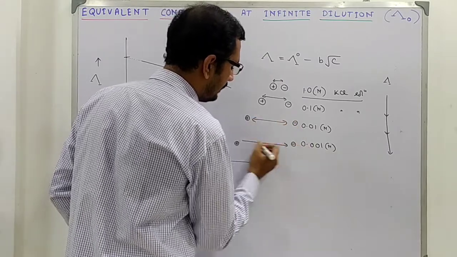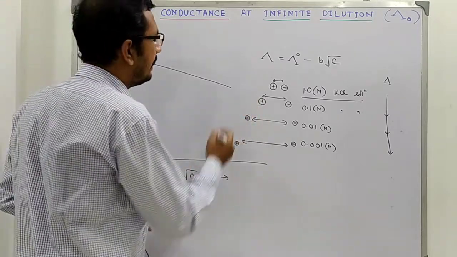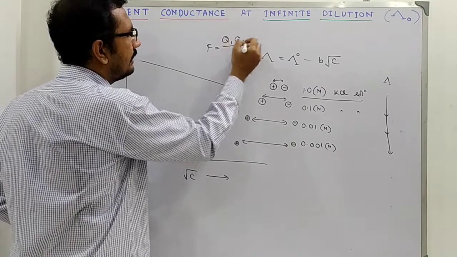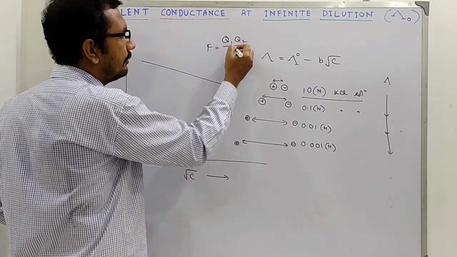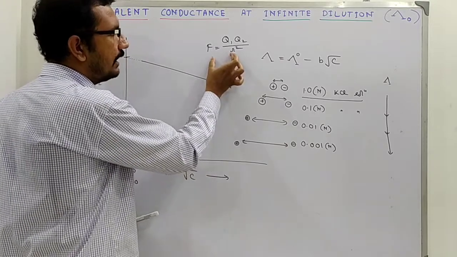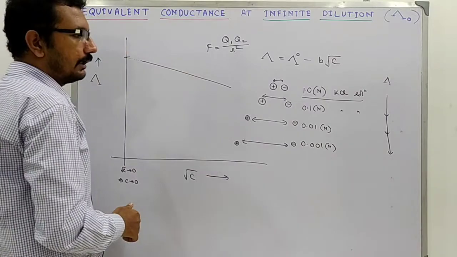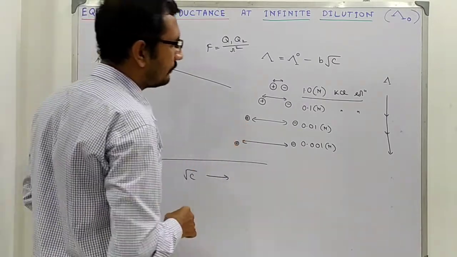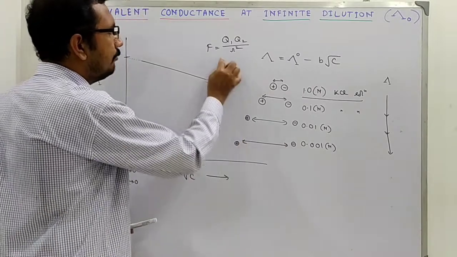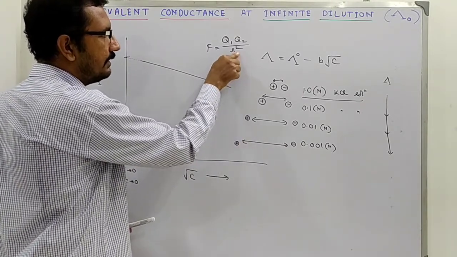So, the distance is increasing with dilution. As the distance increases, the force of attraction between two charges Q1 and Q2 is F equals Q1 Q2 upon 4 pi epsilon R square. Here the dielectric constant epsilon is a very high value for the solvent water. As the distance increases, the force of attraction is inversely proportional to the square of the distance.